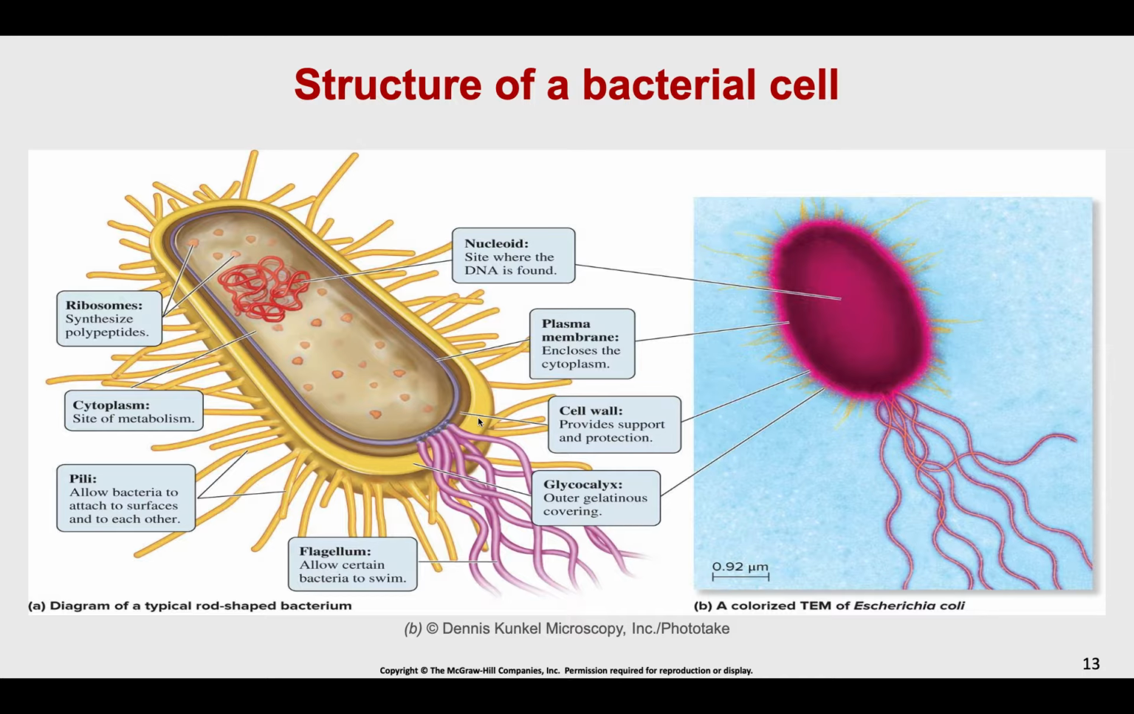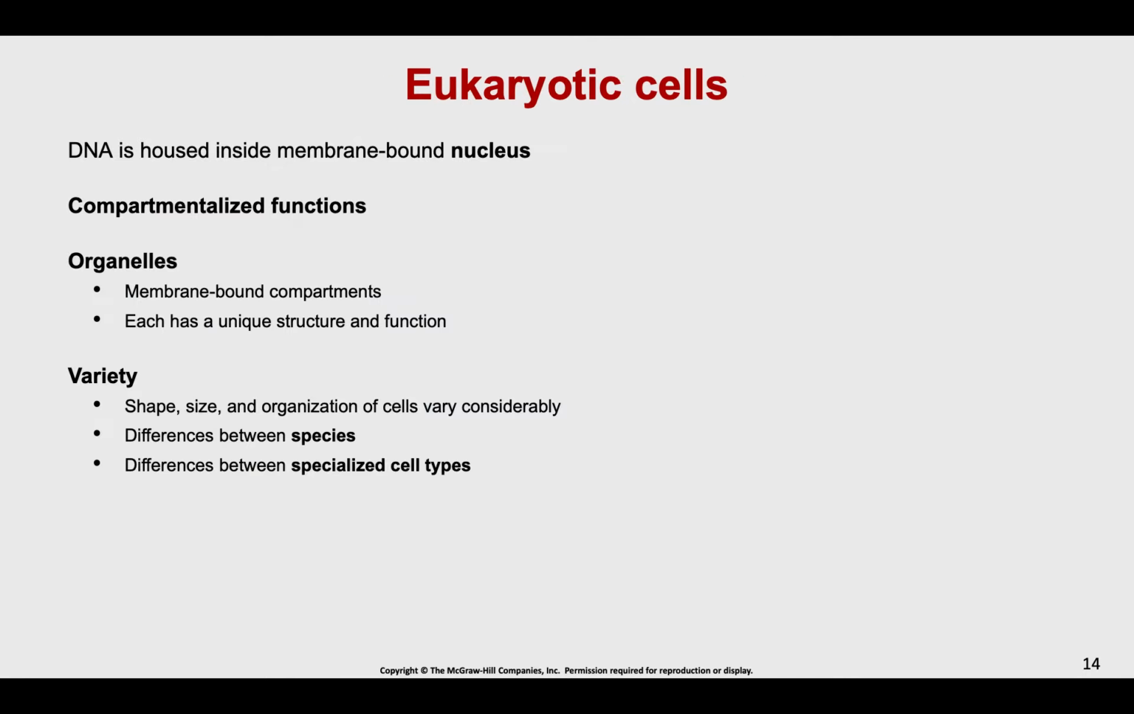A couple other things sticking out of this glycocalyx. We have the pili, these hair-like projections. They're used for attachment of the bacteria cells to each other or maybe to another structure inside of our bodies. And then we have the flagellum. They're very long appendages, and they're going to be used for movement. So compared to eukaryotes, very simple, not a lot to remember about these. But any questions? All right, so let's move on to eukaryotic cells.